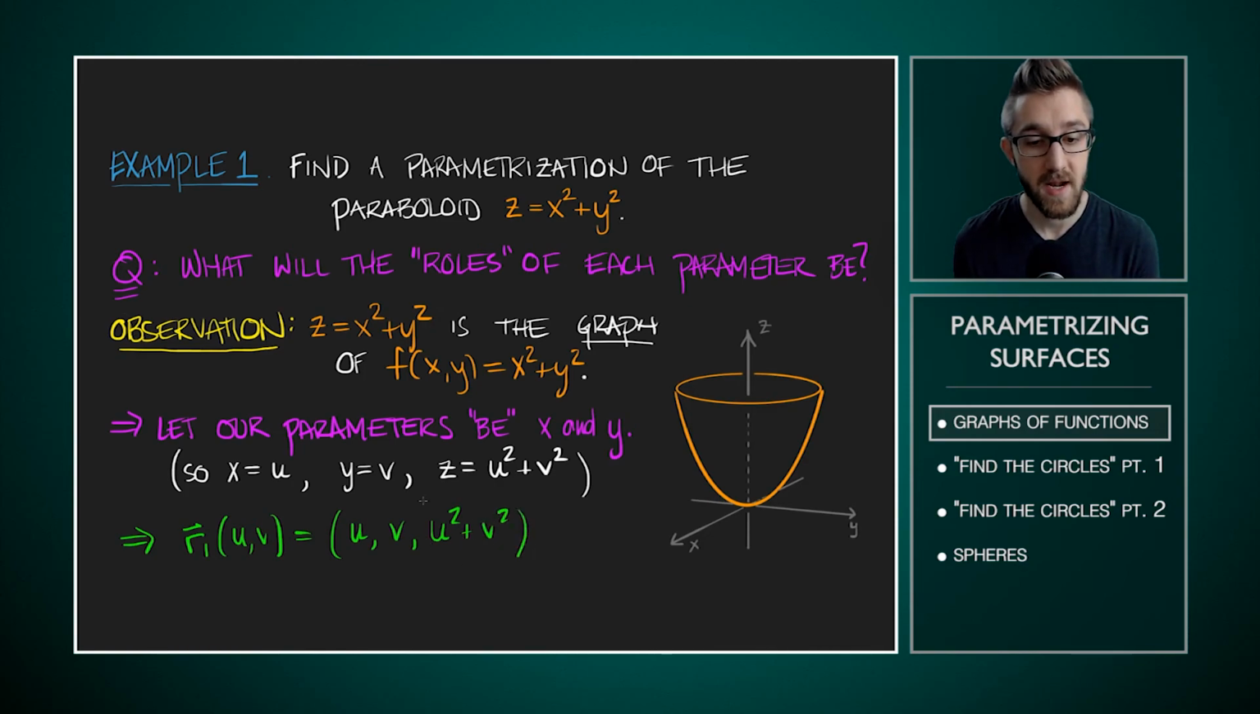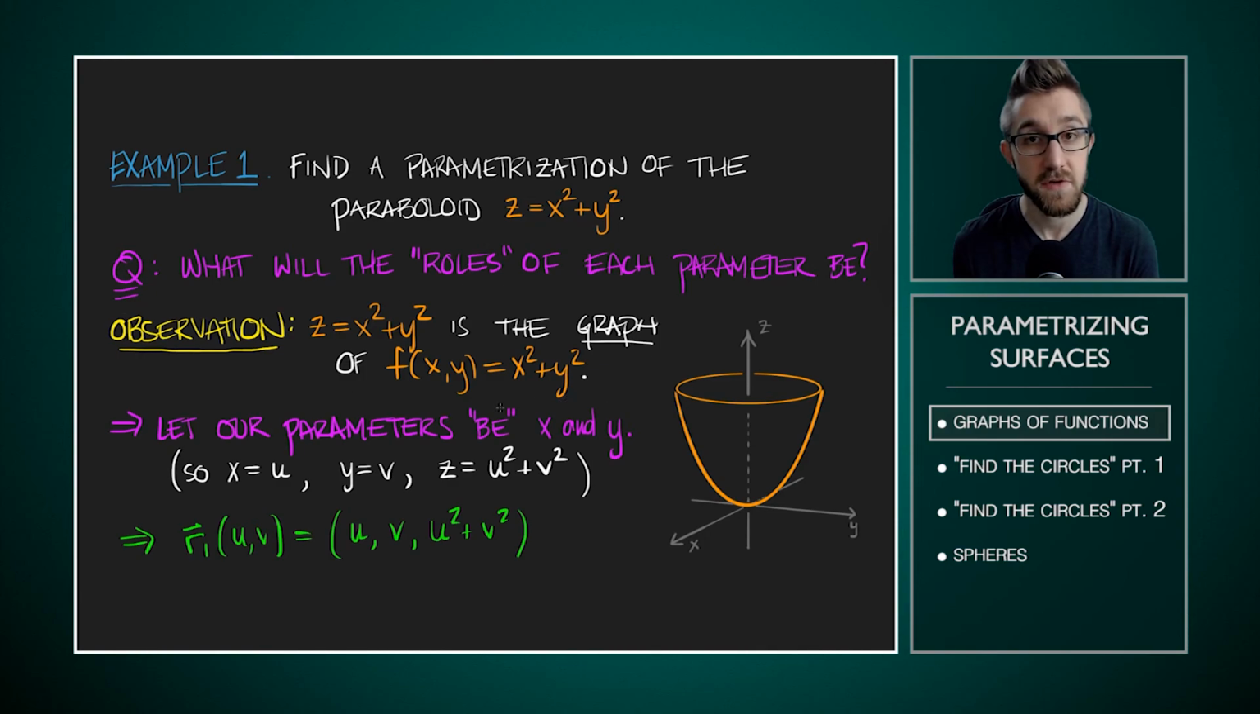Just from how we set it up, we're guaranteed that all the points x, y, z that could be output by this function satisfy this equation. That's always something you're going to want to check when you come up with a parameterization.